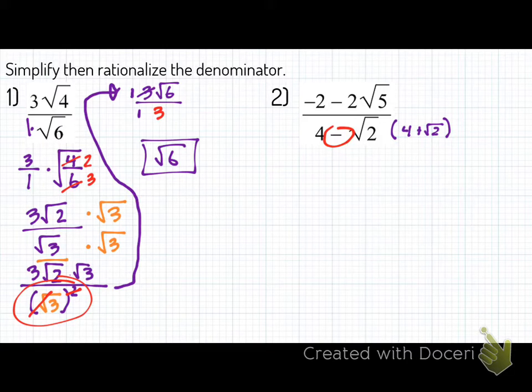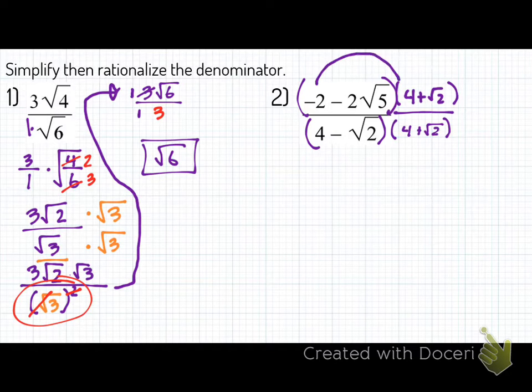So whatever I do in my denominator, I also do in my numerator. So I'm going to multiply the numerator by 4 plus rad 2 also, because that's what I did in my denominator. And each of these numerators has its own set of parentheses, so it's like I'm foiling. Just multiply across. Okay, so the numerator now, let's do that.